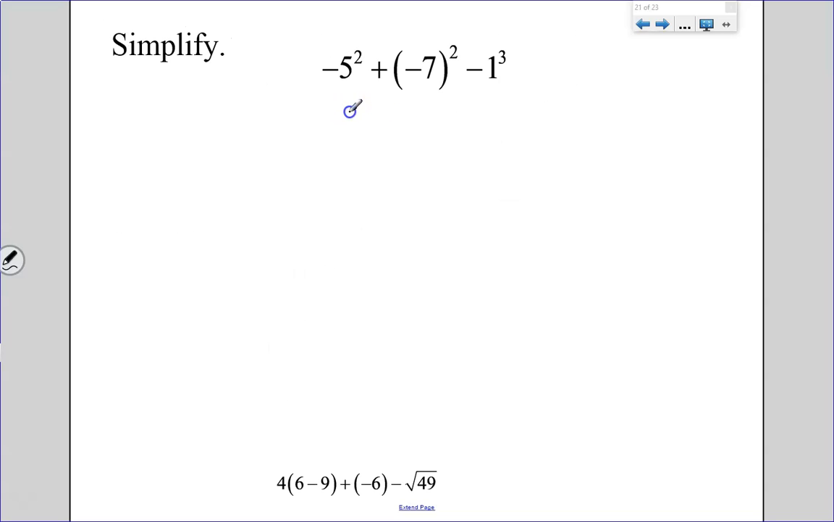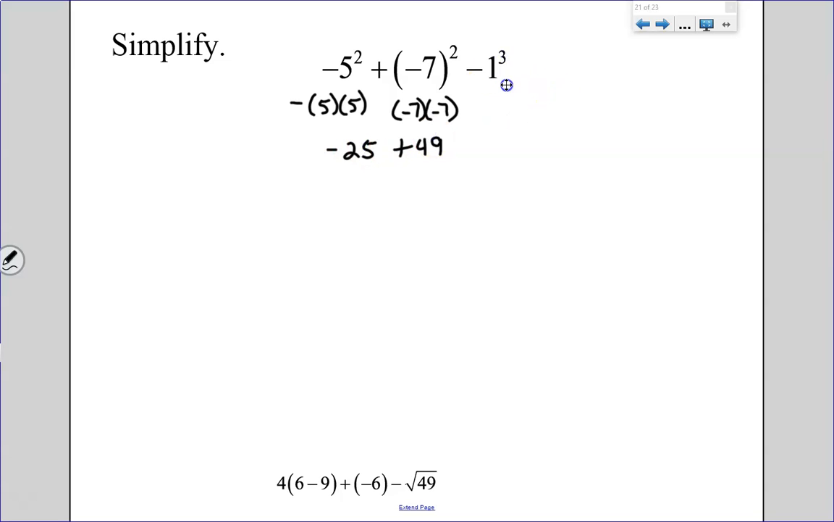If we look here on the left, we've got -5 squared plus quantity -7 squared minus 1 cubed. Now, I'll start in the middle. Remember, they have a parenthesis, so we're going to have to square -7. Well, -7 times -7 would make a positive 49. When I look at this one, there are no parentheses, so this really means negative, and then they are just squaring the 5. So this would result in a negative 25.